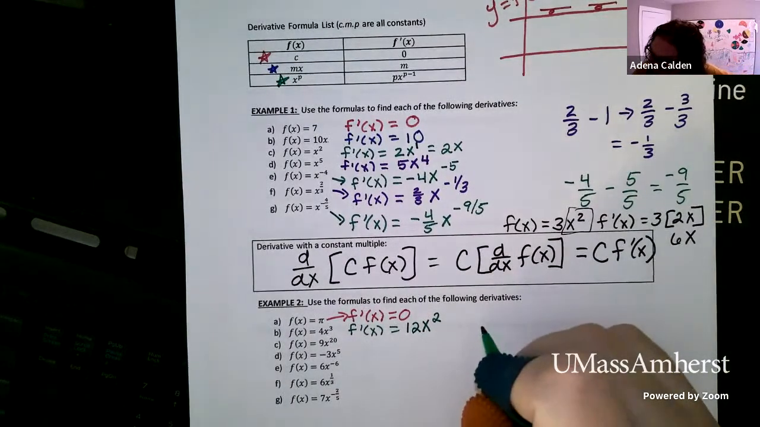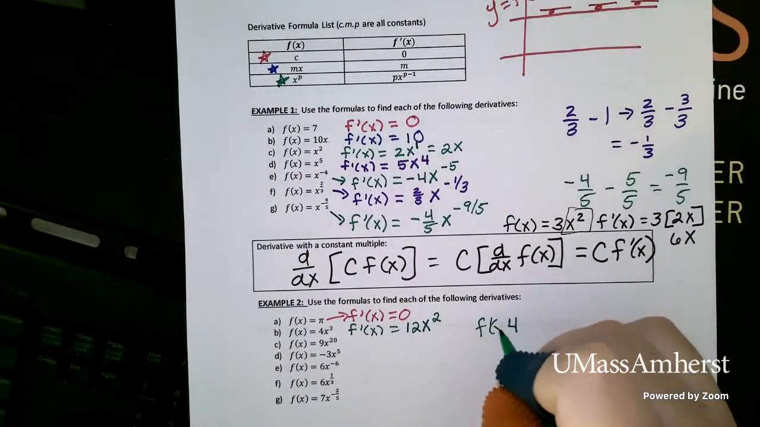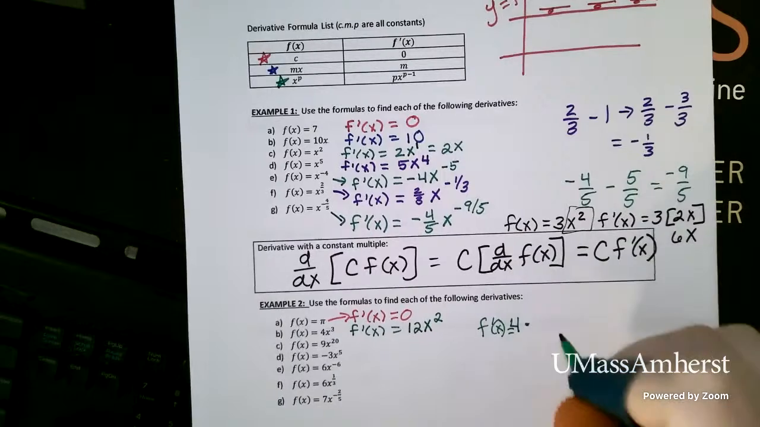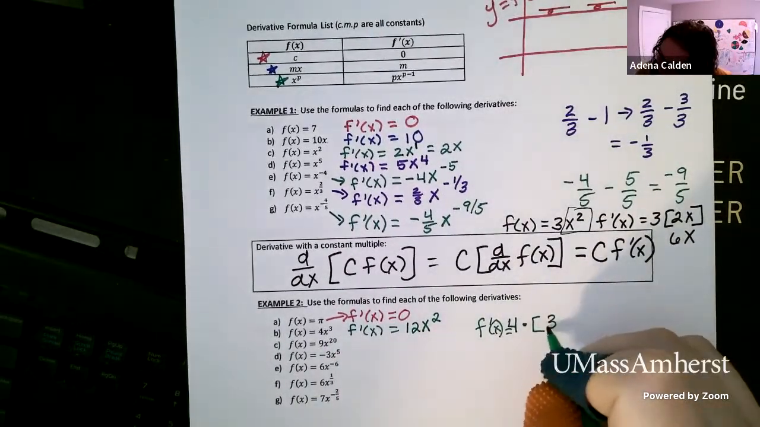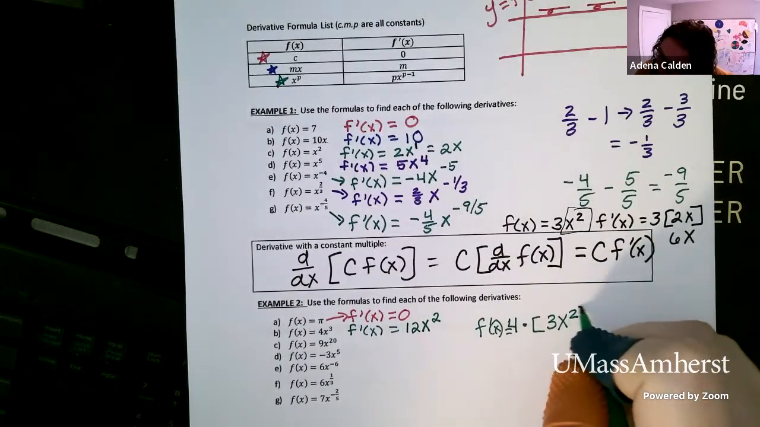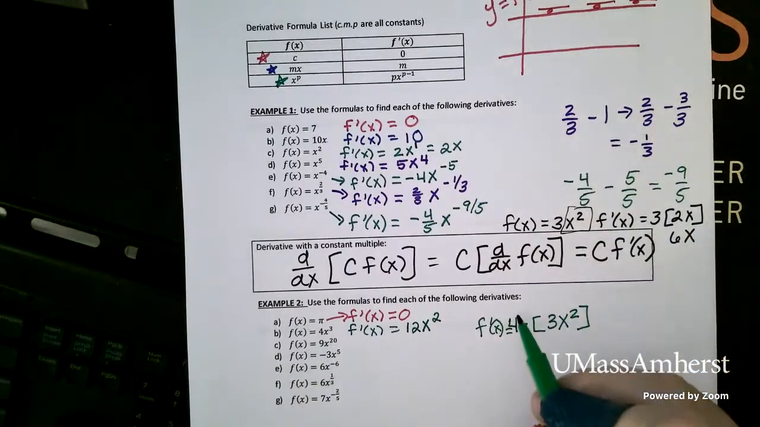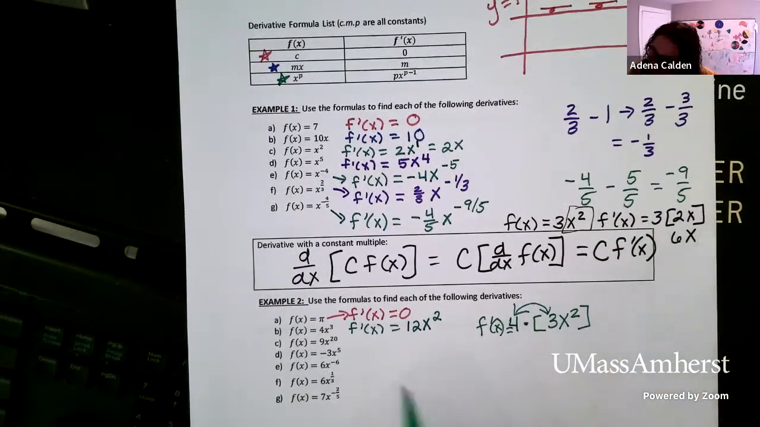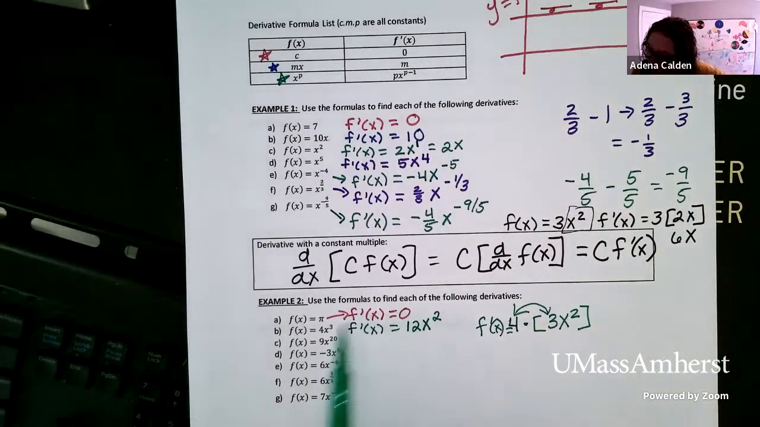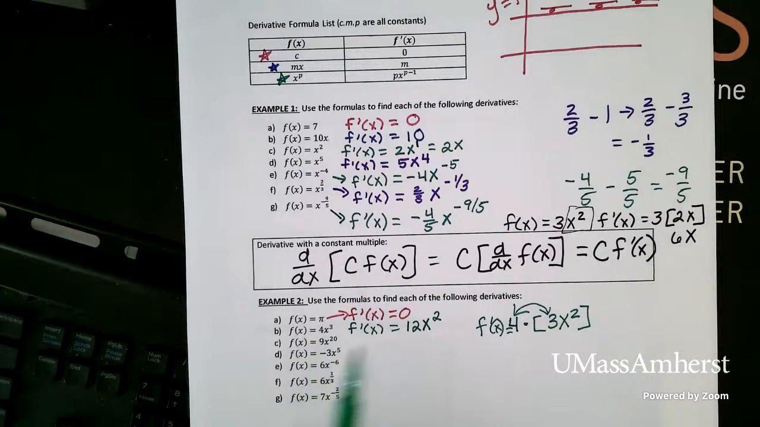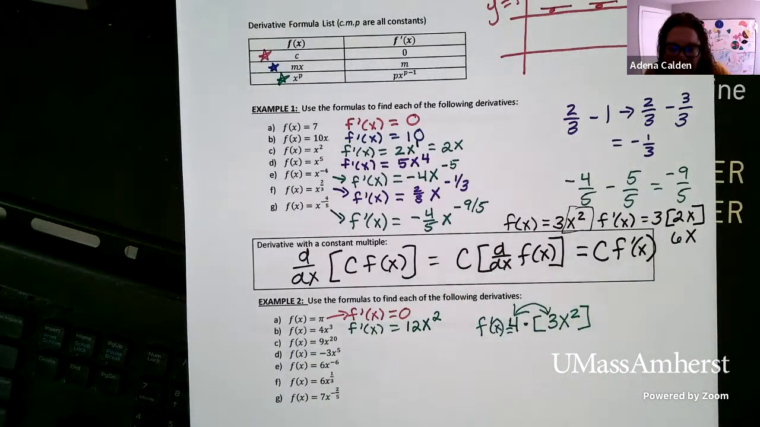But behind the scenes, what is happening is that we are getting 4 times the derivative of x cubed, which is 3x squared. The 3 comes down, we subtract 1 from the power, and then we multiply the 4 and the 3 together, and that's where we get the 12. In practice, we do it all in one step, but what's happening behind the scenes is this constant multiple rule.